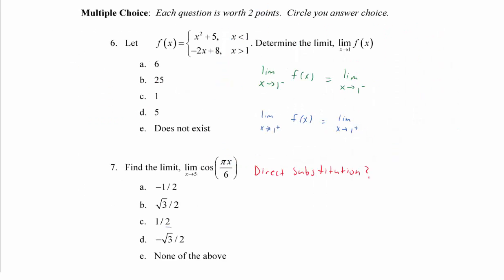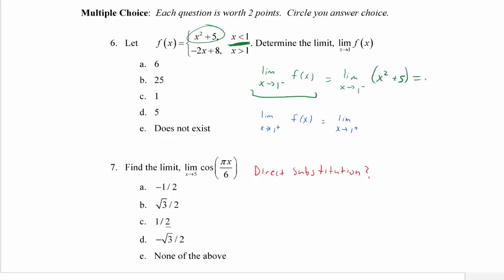Number 6, f of x is a piecewise function that is a quadratic when x is less than 1 and is this linear function when x is greater than 1. We want to determine what is the limit as x approaches 1. Well, does our left-hand limit equal our right-hand limit? So our left-hand limit as x approaches 1 from below, we're really talking about this interval when x is less than 1, which means our function takes on the upper function x squared plus 5.